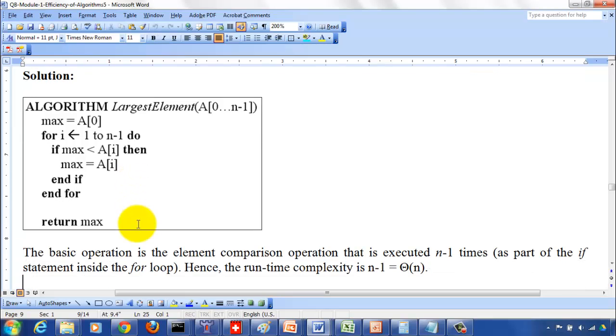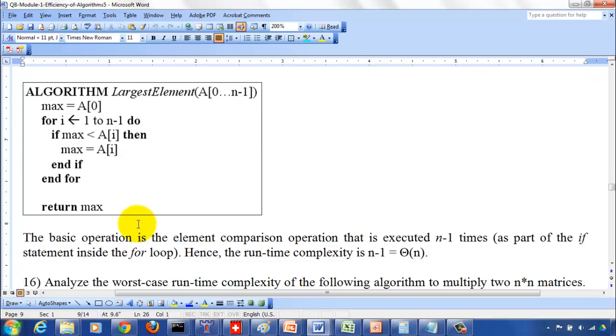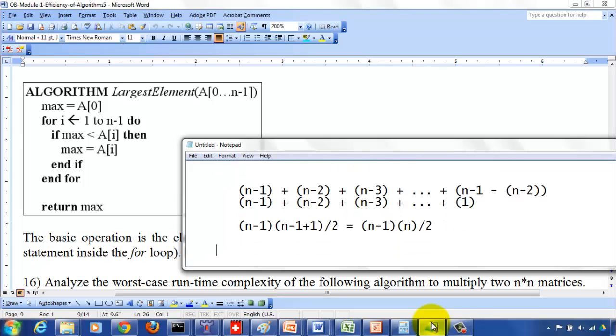The summation is going to be sigma i equals 1 to n minus 1, one comparison for each iteration of the i loop. So the upper limit is n minus 1 minus lower limit 1 plus 1, so it's going to be n minus 1, that is theta of n.